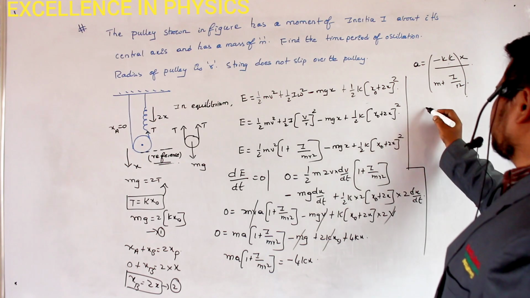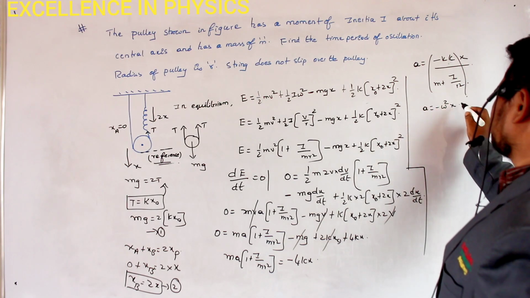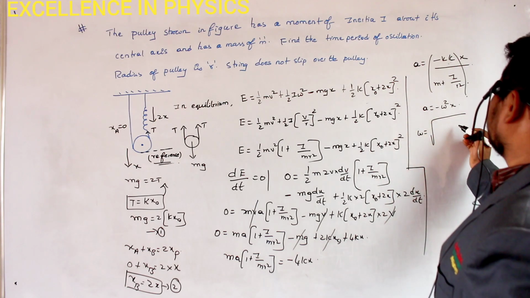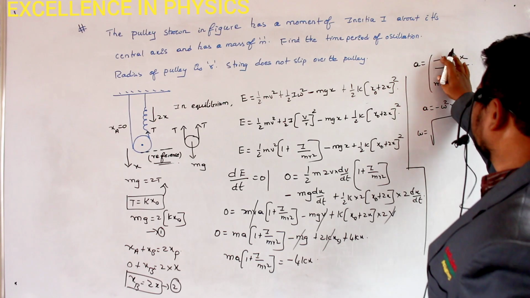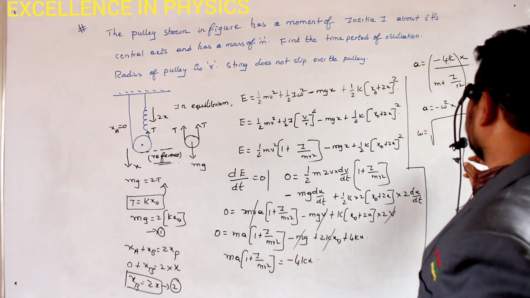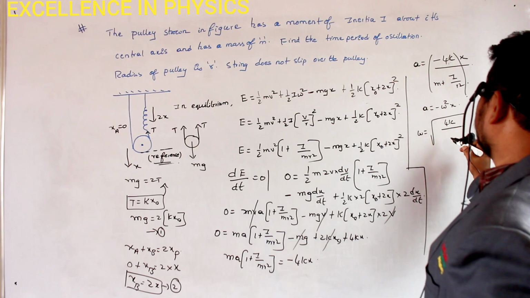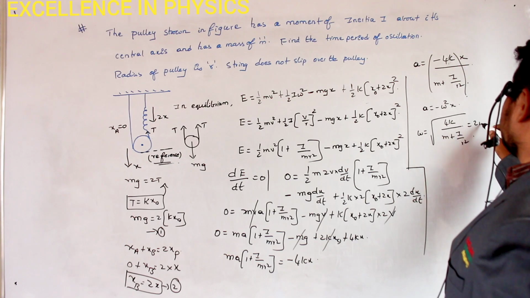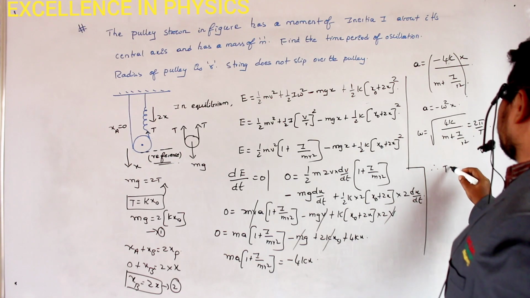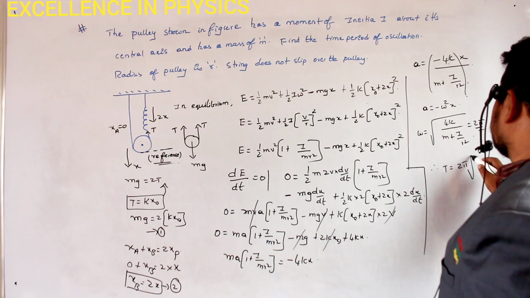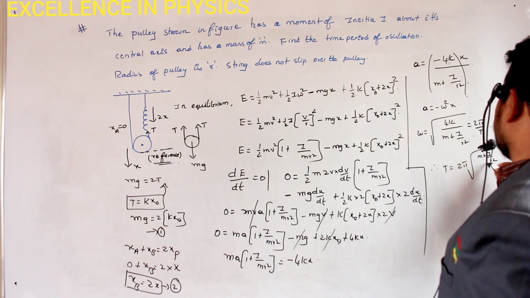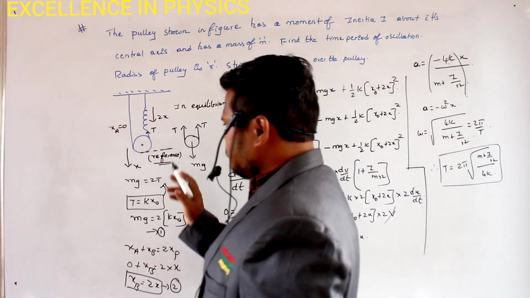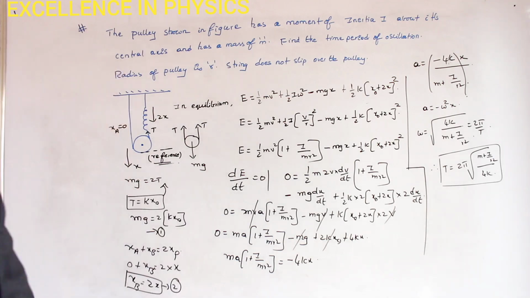Clear? Now try to compare this relation with a is equal to minus omega square into x. So definitely I can say that omega is equal to the square root of 4k divided by (m plus I by r square). This is the relation which I will get. And omega is nothing but 2 pi by capital T. So therefore T will be equal to 2 pi into square root of (m plus I by r square) divided by 4k. Clear? So this is the equation for the time period of this type of arrangement. Make a note up to here.